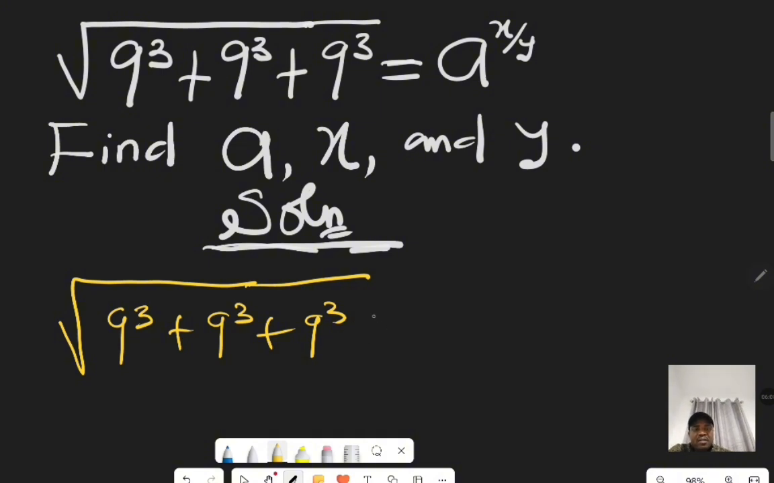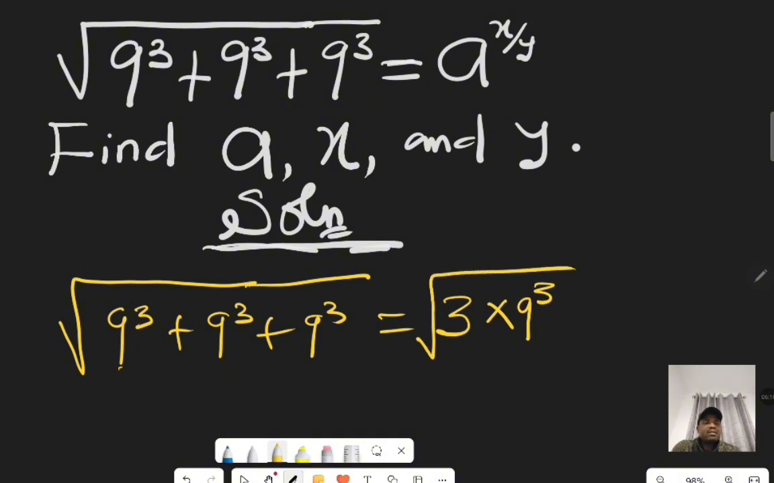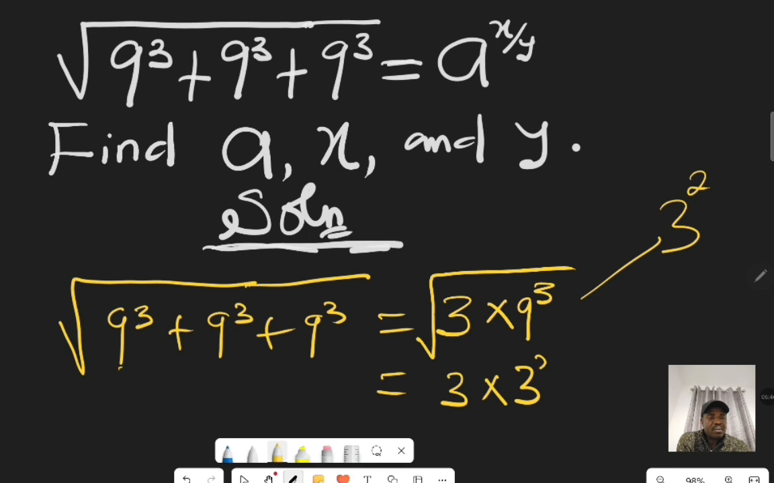If we factorize, it will give us 9 raised to the power of 3 in 3 places, meaning 3 times 9 raised to the power of 3. Root of 3 times 9 raised to the power of 3. This we can equally express as 3 times 9. This 9 will change to 3 raised to the power of 2. We express 9 in base 3, which changes to 3 raised to the power of 2, all raised to the power of 3.